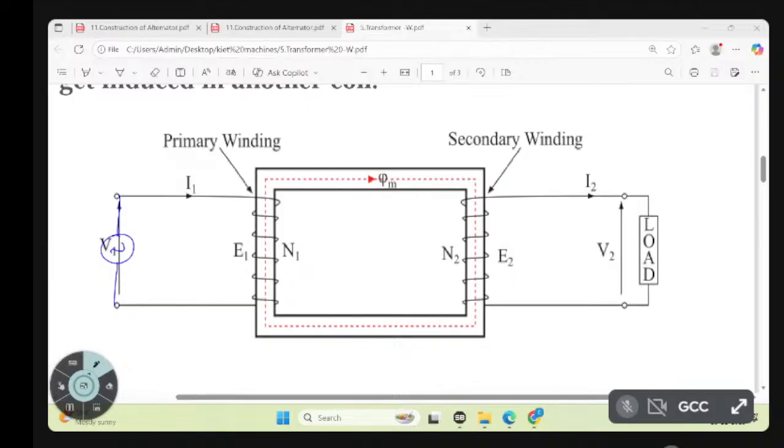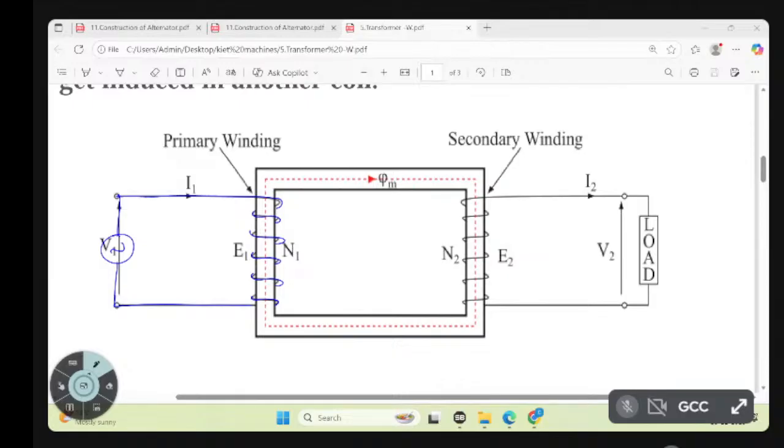How many windings are there? Two windings are there. There is no common connection, no direct connection available here. Here I am connecting the supply. So how is the circuit now? It is a closed circuit. If the circuit is closed, what happens? A current will flow.